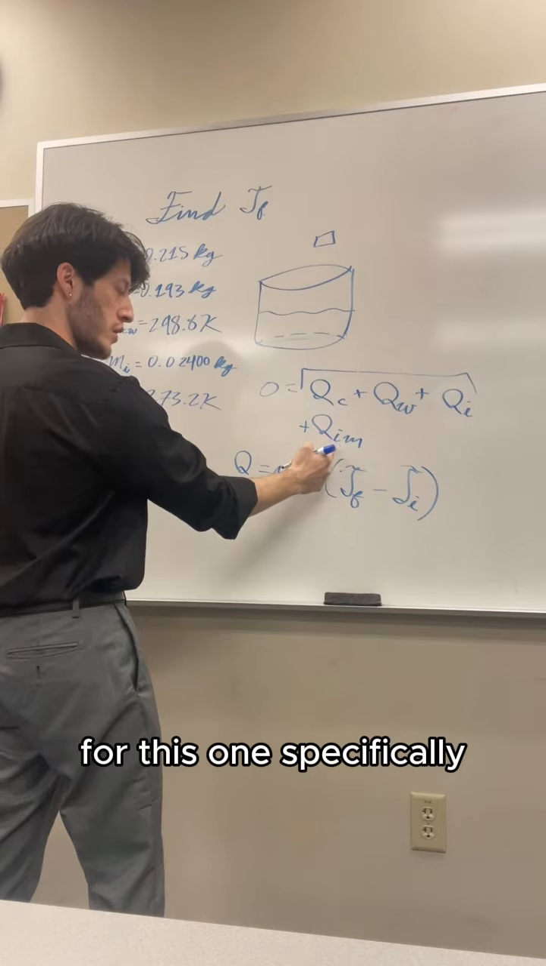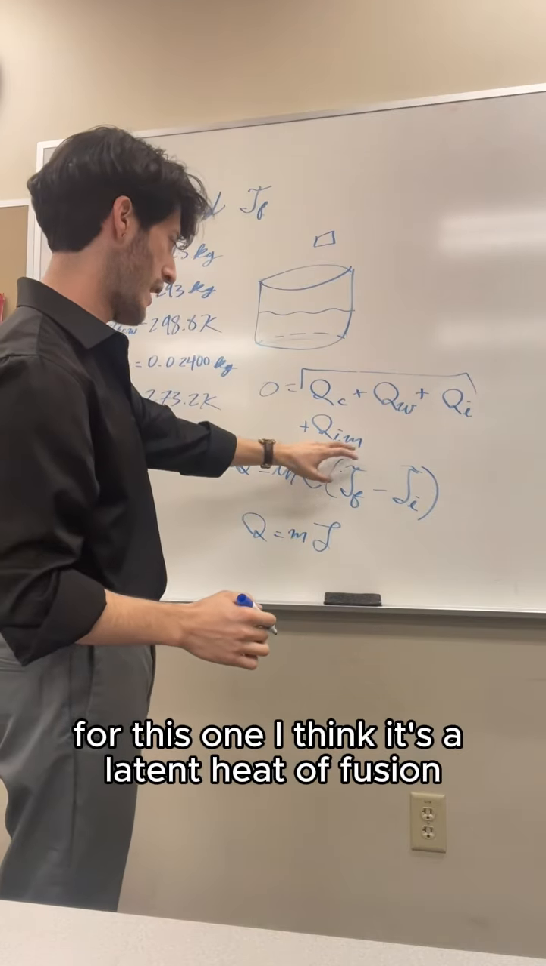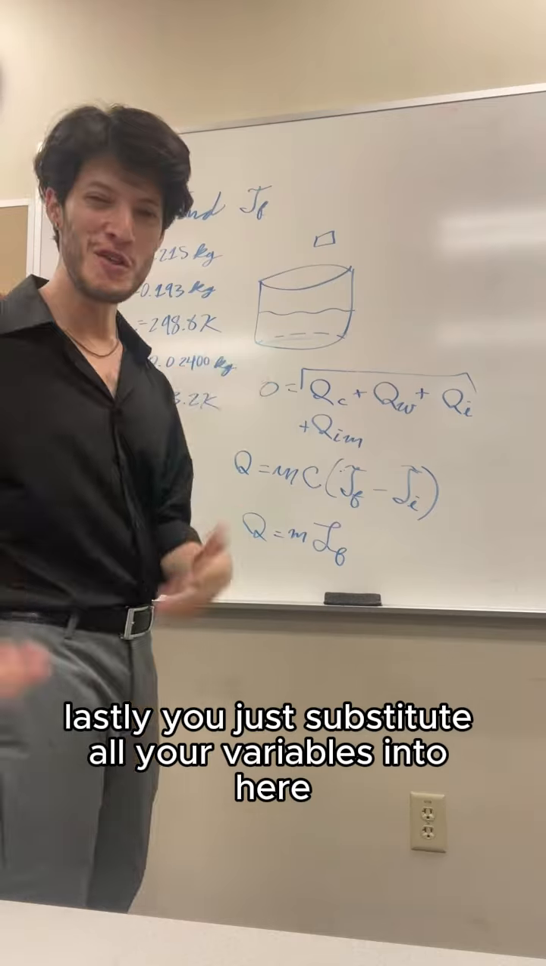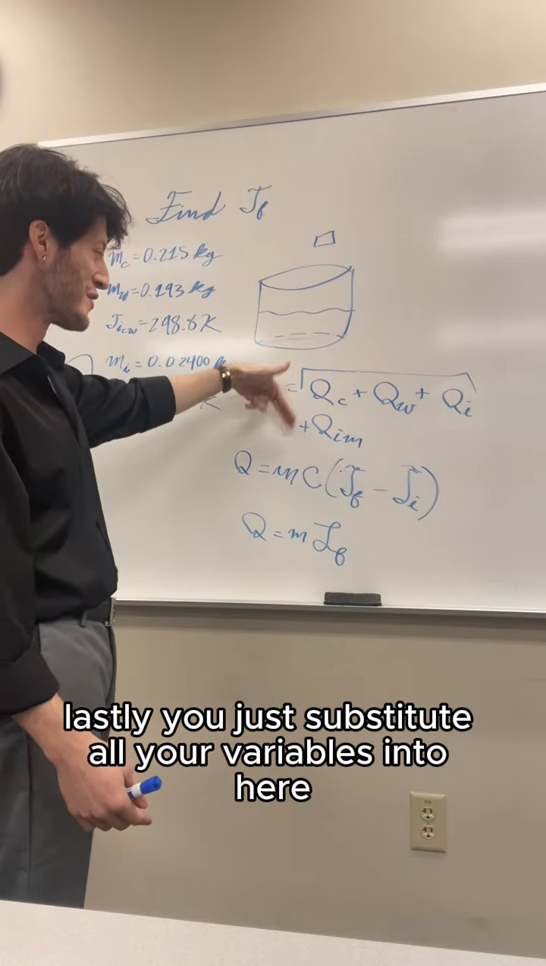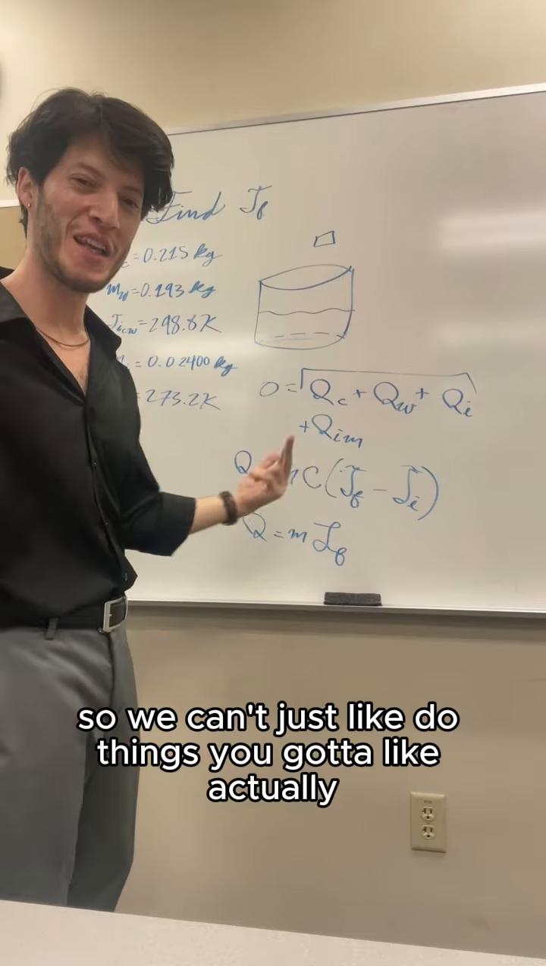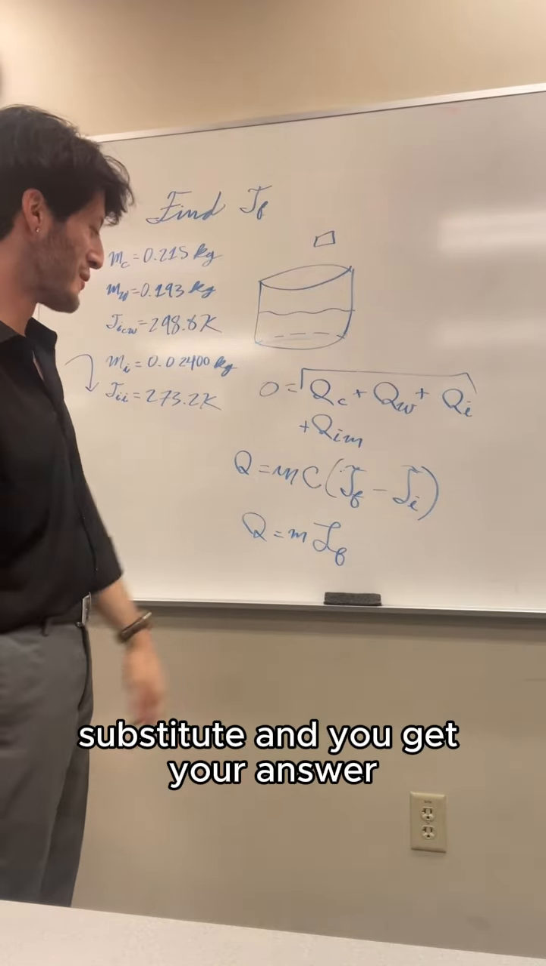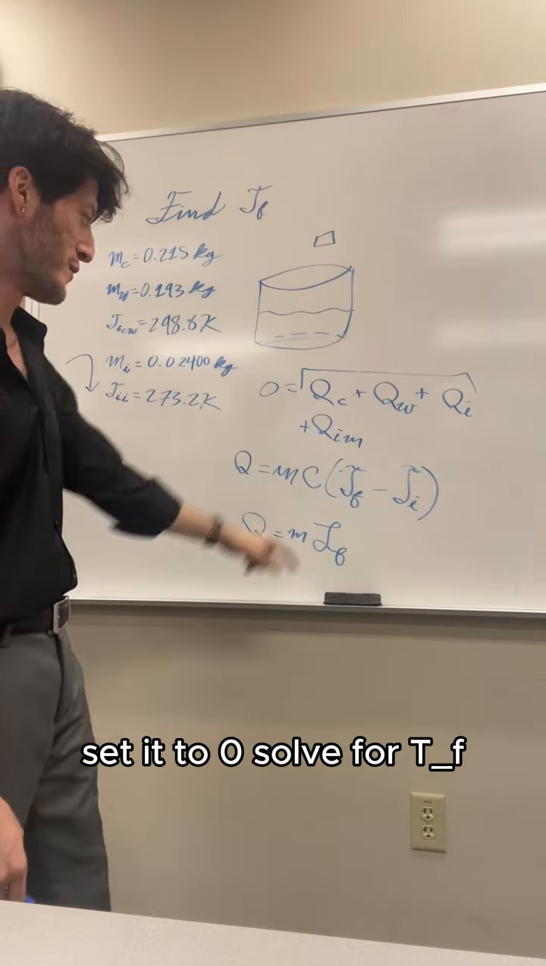For this one specifically, we're just going to have mass and then the latent heat, and for this one, I think it's the latent heat of fusion. Lastly, you just substitute all your variables into here. Unfortunately, we're not working with C++, so we can't just do things automatically. You have to actually compute them by hand. Anyways, substitute and you get your answer, set it to 0, and solve for TF.